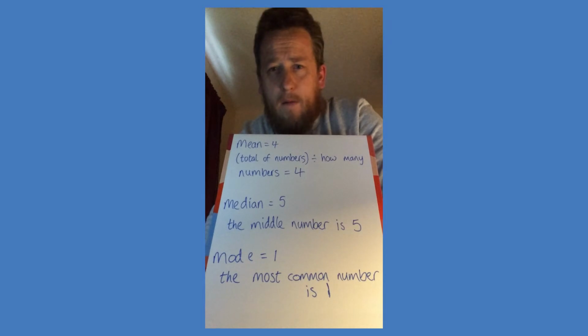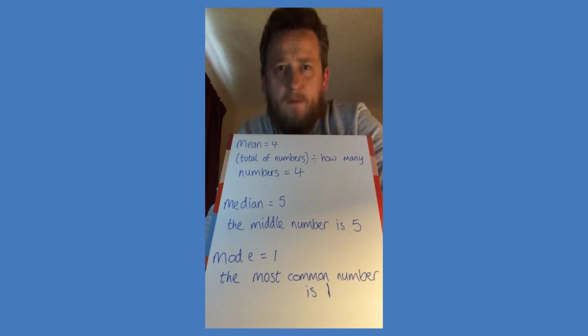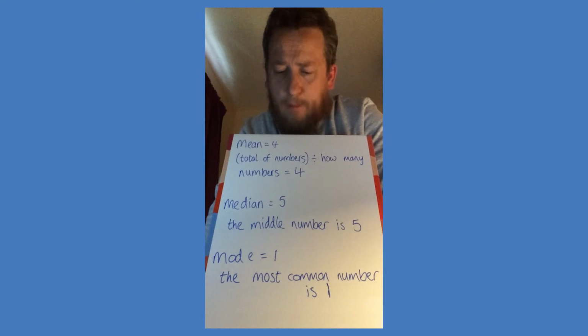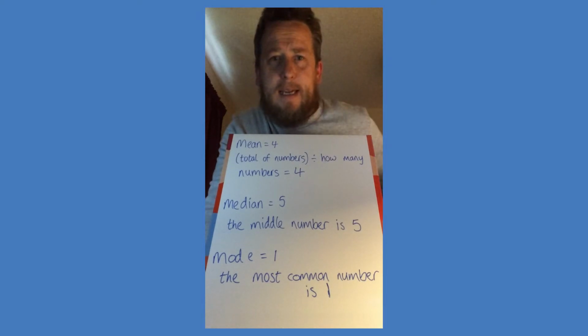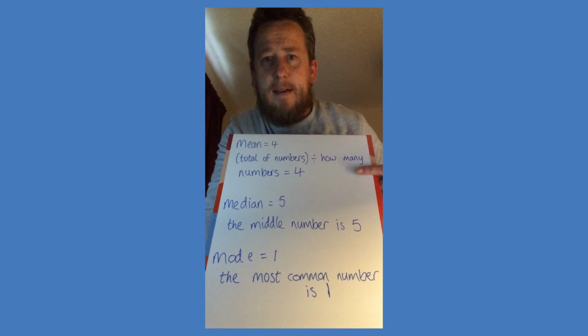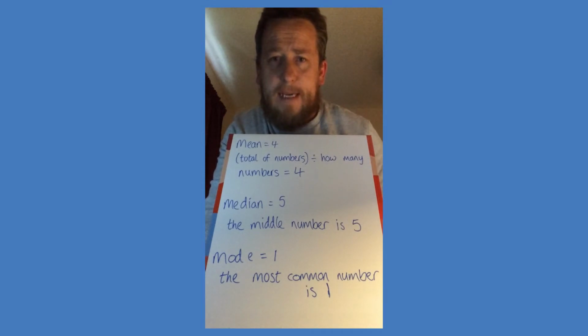And what I've done on this board is I've written down the information you would have taken from those 3 videos, or from knowing already what the mean, the median and the mode are. So if you look on the board, you will see that a mean of 4 represents that when you add up all of the numbers in your list and divide by how many numbers are in the list, the answer would be 4. So that's what the mean is.